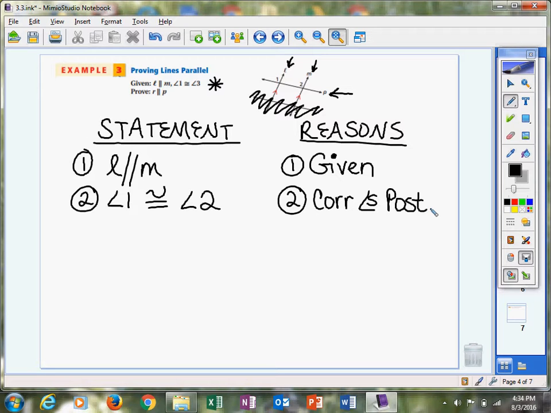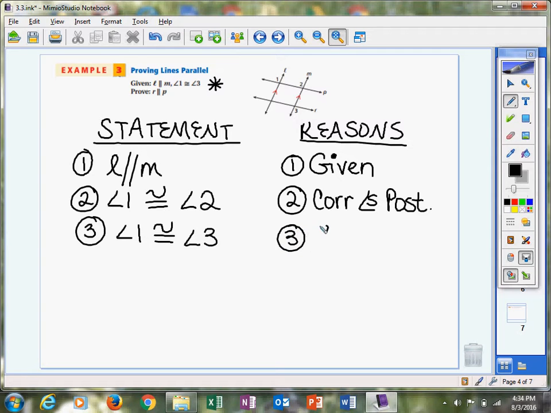Okay, so now that we've determined that, let me get my eraser out and let's take some of this off of here, okay? Now, let's get to step 3. Let's bring in that other piece of given information, and let's talk about angle 1 being congruent to angle 3. We know this because that is given. That was given information. We don't have to figure that out.